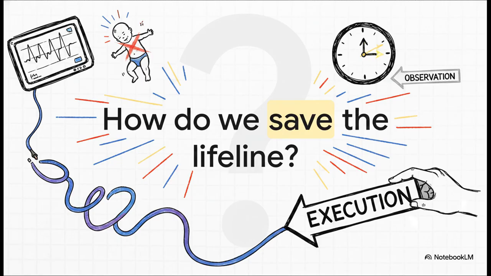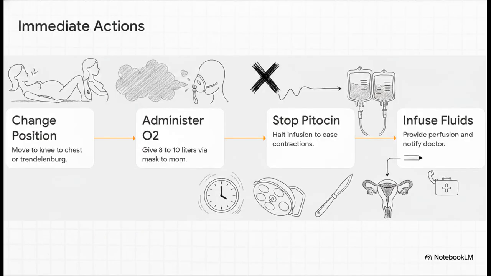So how do we save the lifeline? We have to shift gears instantly from observation to immediate execution. We execute these critical, immediate steps, and we do it fast. Step 1. Change the mom's position immediately. Getting her into a knee-chest or a Trendelenburg position can instantly relieve that physical pressure on the cord. Step 2. Administer 8 to 10 liters of supplemental oxygen via a mask to mom. We need to get more oxygen flowing to that baby right away.